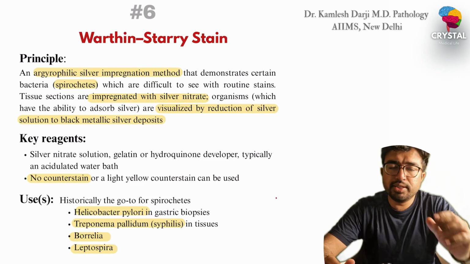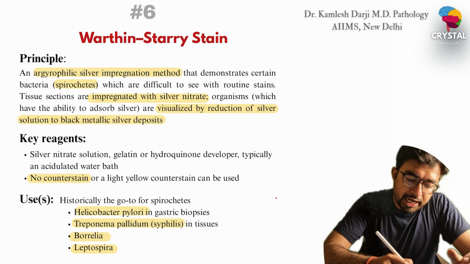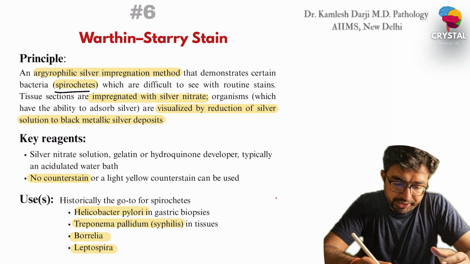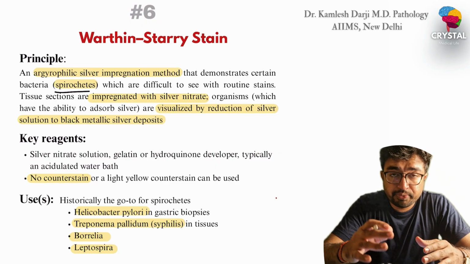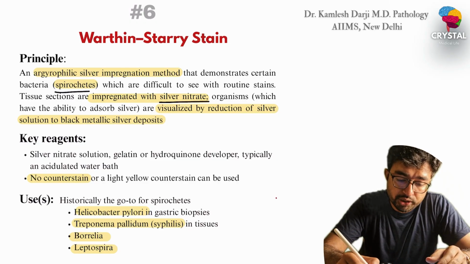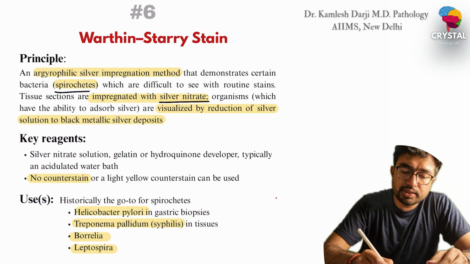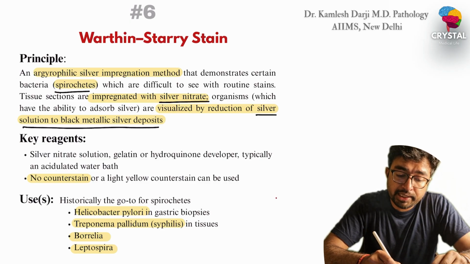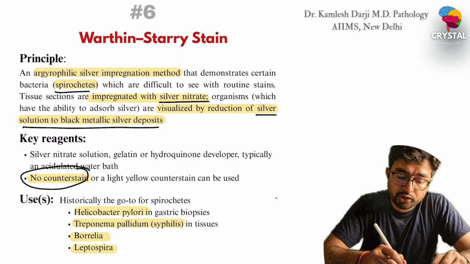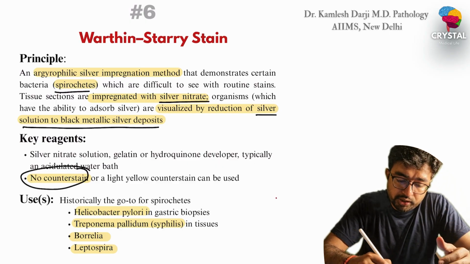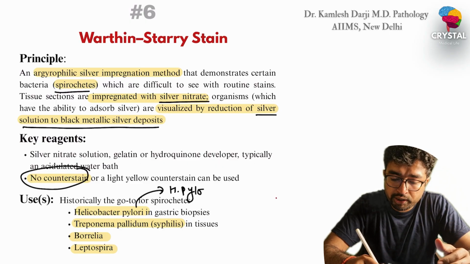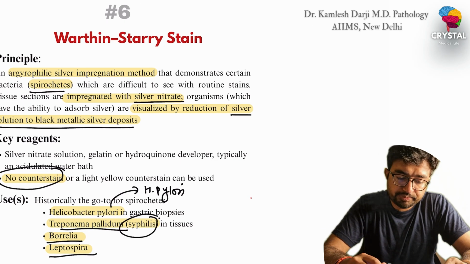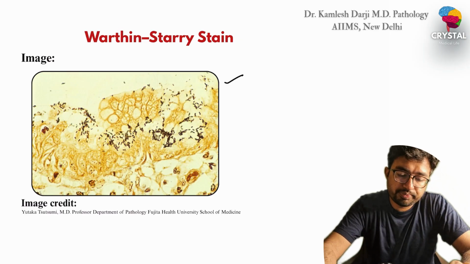Next stain is the Warthin Starry stain. This is an argyrophilic silver impregnation method used for the detection of spirochetes. Here you impregnate tissue with silver nitrate solution, and this silver solution will be reduced to black metallic silver deposit. And here we do not use a counterstain. So it is used for Helicobacter pylori, Treponema pallidum, and Leptospira. So you can see the image.